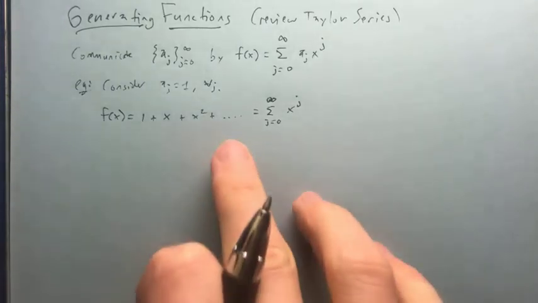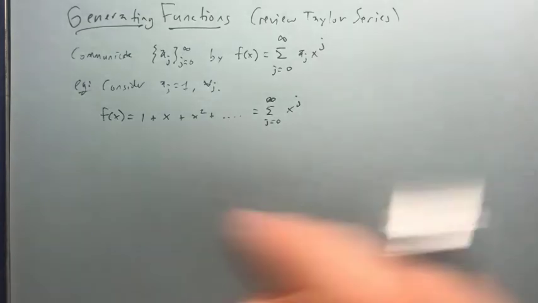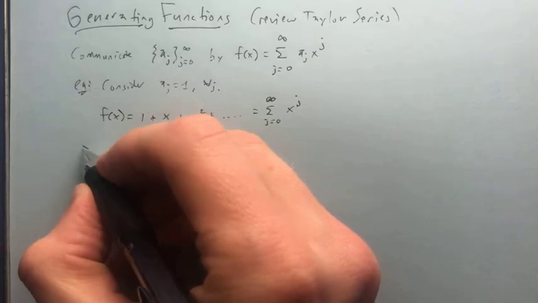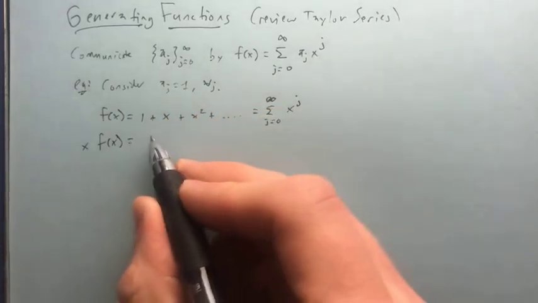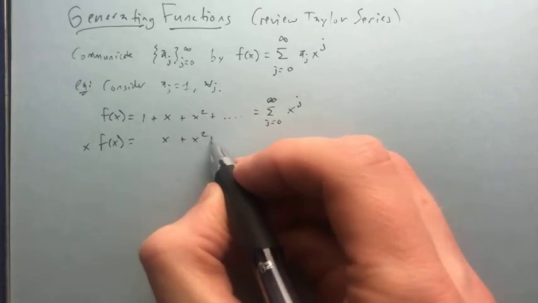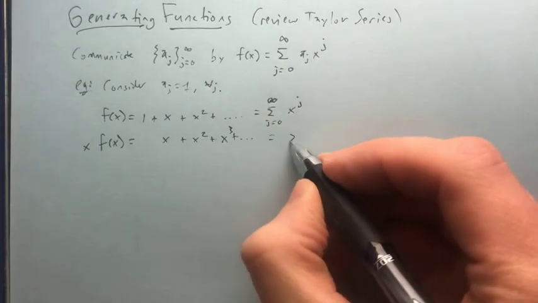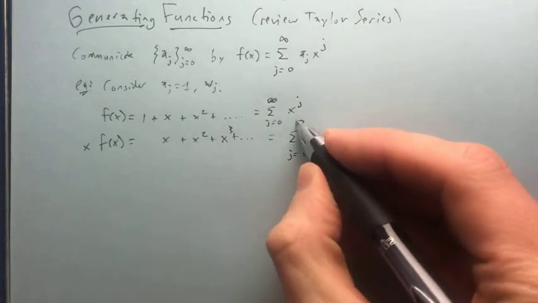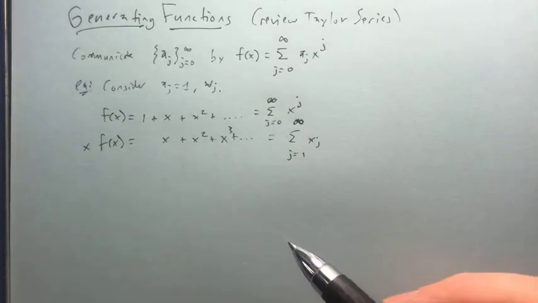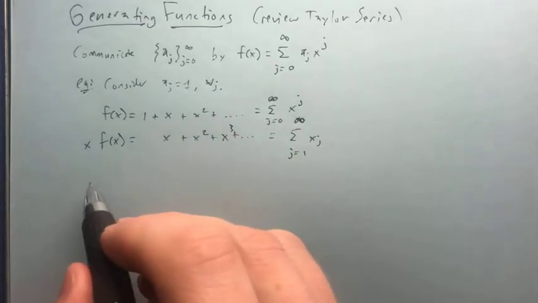What have we gained? Well, if we remember a little bit about infinite series, we may have seen a derivation like this sometime in the past. Let's take x times f of x, which will be exactly this, but multiplied by x. So I'm going to have x plus x squared plus x cubed plus dot dot dot. And this is just the sum as j goes from 1 to infinity of x to the j. So I'm just writing this as a formal power series. I'm not concerned about where it converges or what it equals.